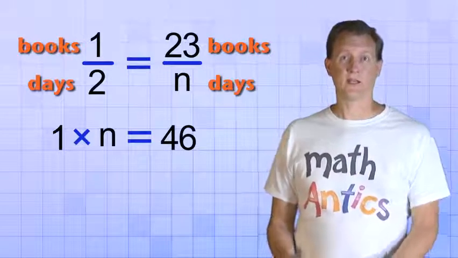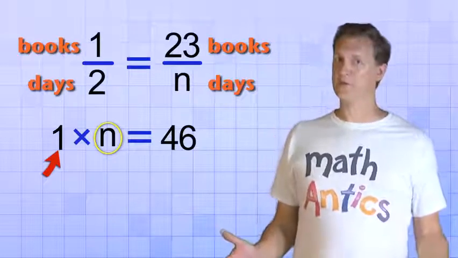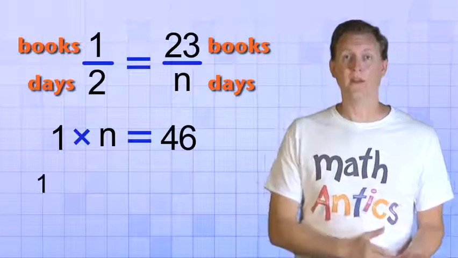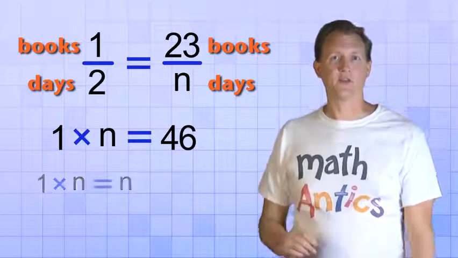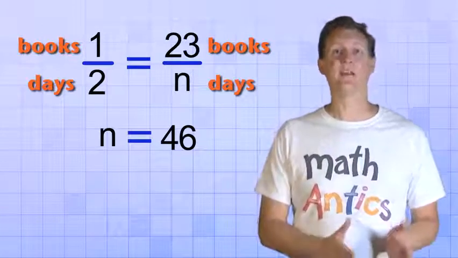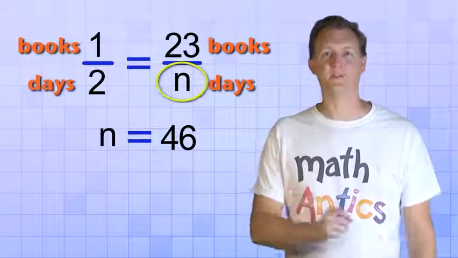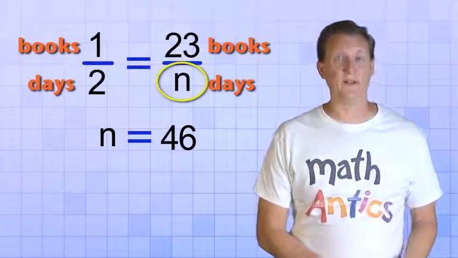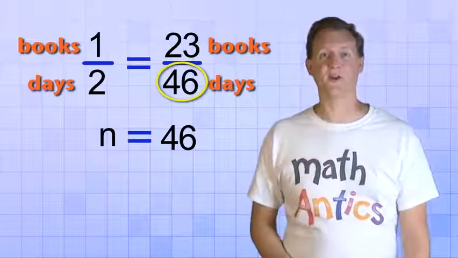In this problem, getting the n by itself is easy because it's just being multiplied by the number 1. And what happens to a number when we multiply it by 1? Yep, absolutely nothing. 1 times n is exactly the same thing as just plain n. So we can just ignore or get rid of the 1. And look, our equation is now n equals 46. That means that we know what n equals. We've figured out what the missing number of our proportion is. If our student can read 1 book in 2 days, then they can read 23 books in 46 days. We've used a proportion to solve for an unknown.